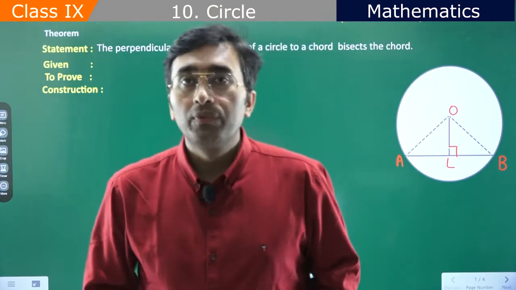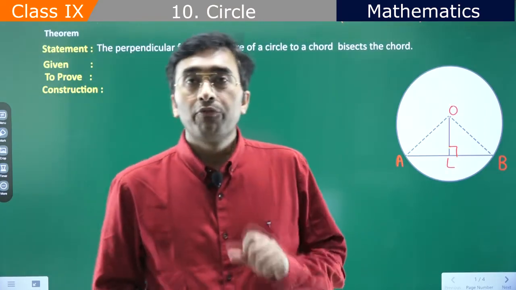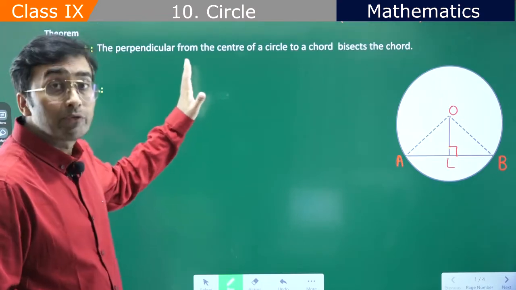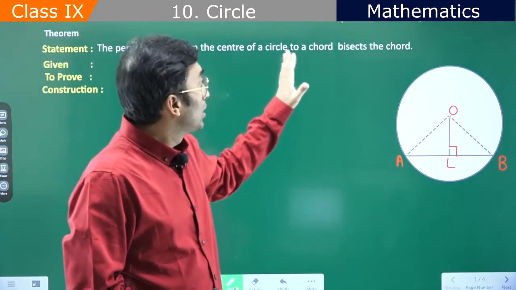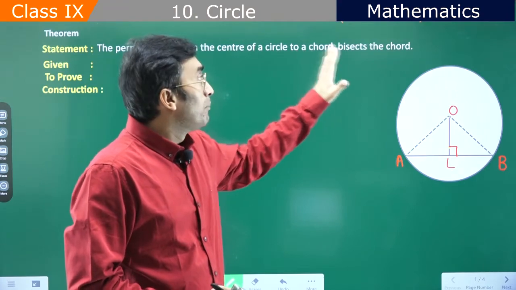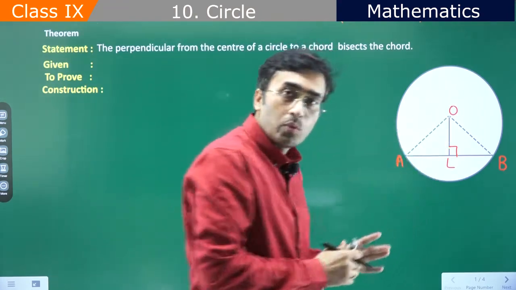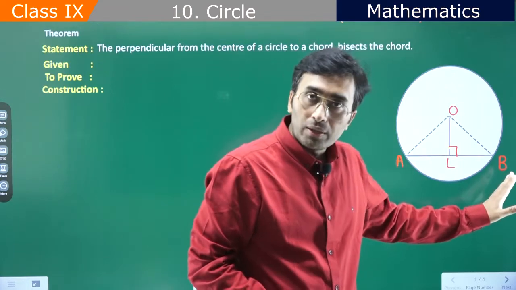We are going to prove the circle theorems. The first theorem that we are going to prove is: the perpendicular from the center to the chord bisects the chord. This is the center O, AB is the chord.